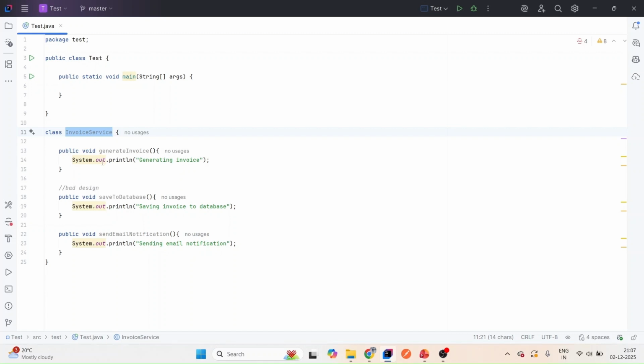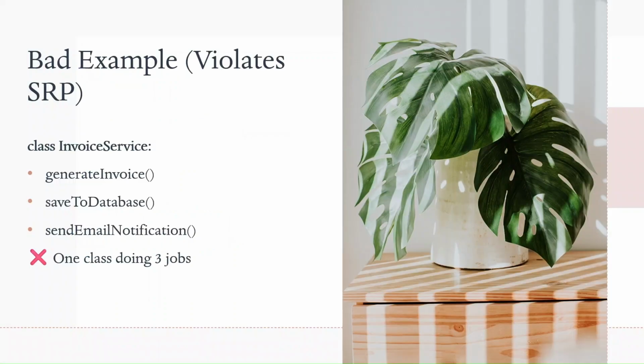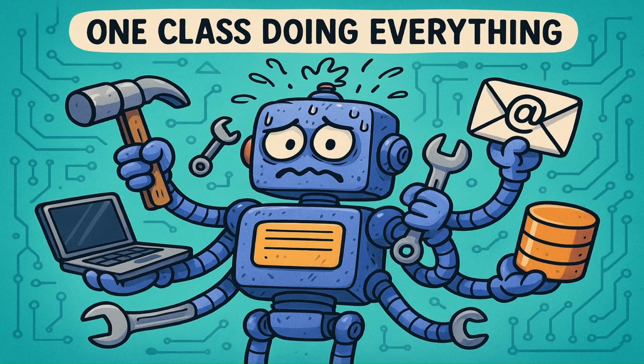So one class has multiple responsibilities. This is not a good design. This is the sign of bad design. If we move ahead, here is a simple example in an animated way. Now our class is doing multiple things. It is generating an invoice, at the same time it is saving the invoice in the database and sending email notification. So you can see our class is a bit confused.